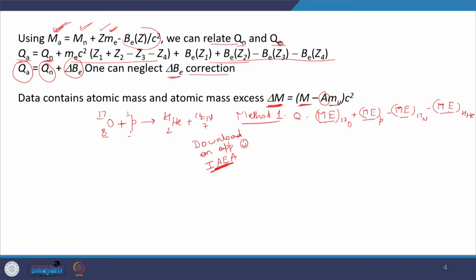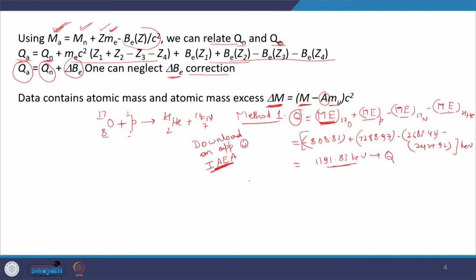Okay? And one way to calculate the Q value is to directly take the mass excess, and this is equal to minus 808.81 for the oxygen, this is a positive value, and for proton 7288.97, minus for nitrogen 17 2683.42, minus 2424.92, all are in of course keV. Okay? And this gives rise to 1191.83 keV. What is this? Q value.